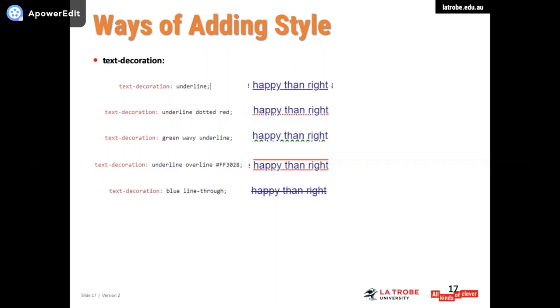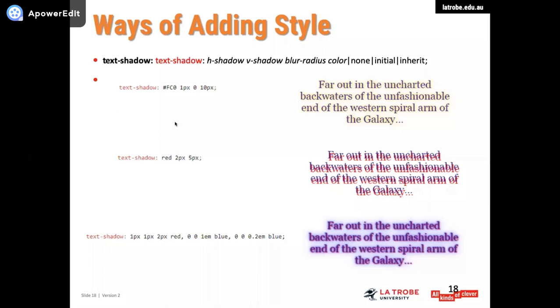And the next style is called text shadow. Text shadow was used a lot in old-style websites, because previously we didn't have many ways to highlight or to design a colorful web page. So at that moment, text shadow was used a lot.